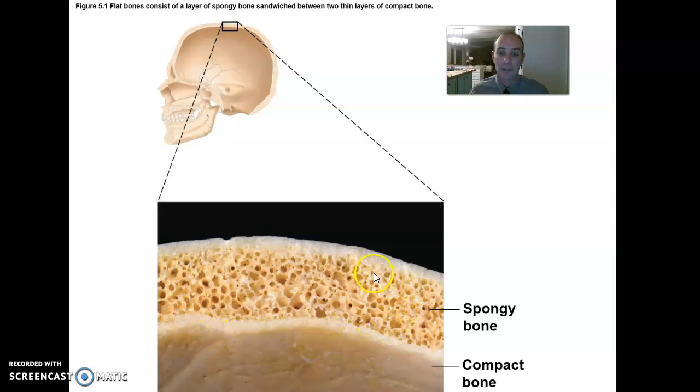But you'll see that the spongy bone is kind of squished between two layers of compact bone here on our skull. If it wasn't like that and our skull was this thick and it was all compact bone, it'd be awfully heavy and hard for us to keep our head up. It'd be a lot of strain on our muscles.